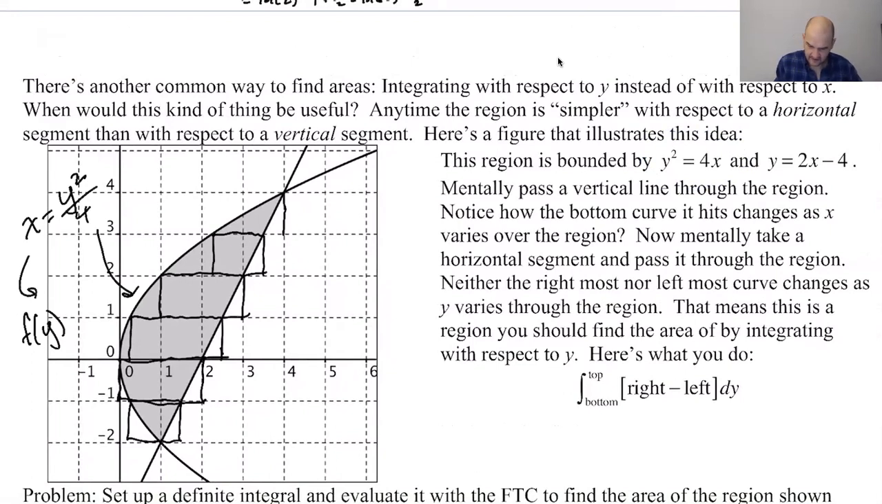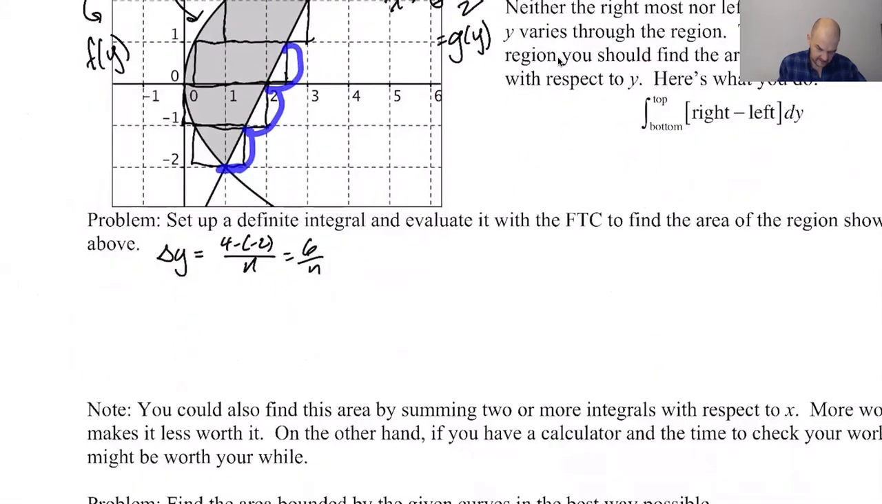Then this other curve is y equals 2x minus 4, but I really want it to be a function of y, so I need to solve for x. So x is y plus 4 divided by 2. I'm going to call this g of y. All right, so y sub i is going to start at -2, and I'm just going to keep adding delta y. So y sub i is -2 plus i times delta y.